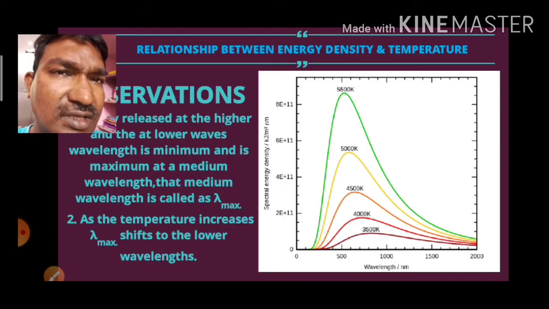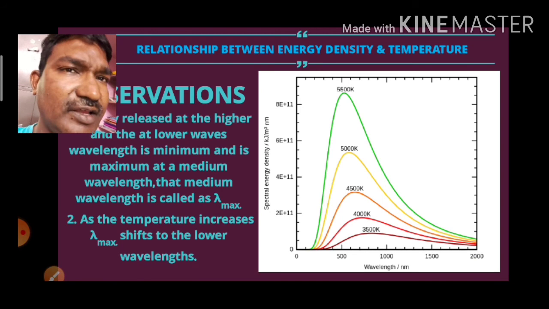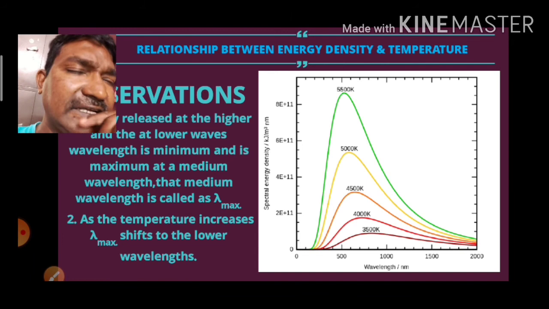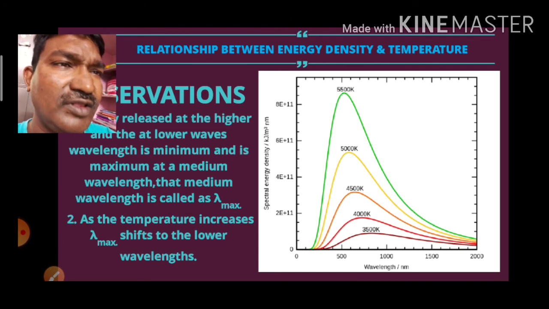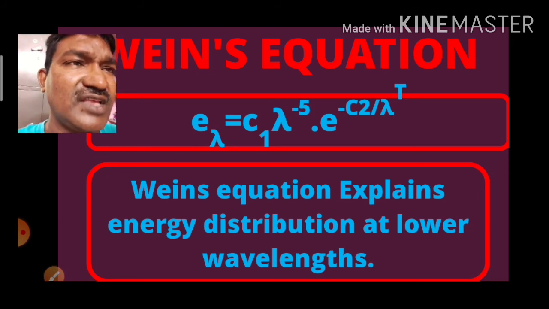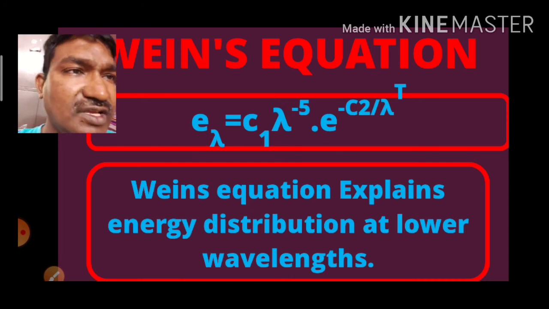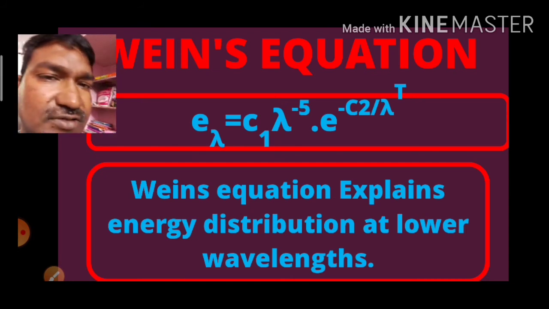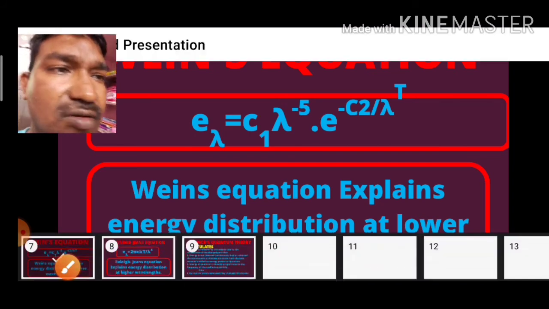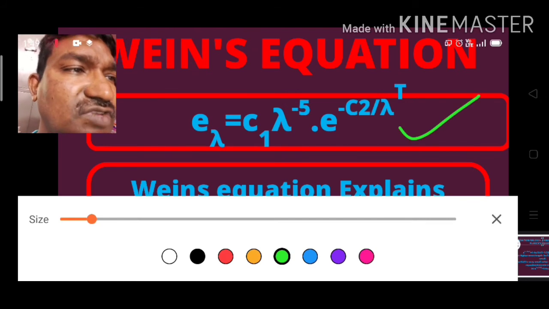So the formation of such curves is not explained by the classical theory, but scientists tried to explain these curves. In that process, two scientists proposed two equations. First one of them is the Wien's equation. Here we can see this Wien's equation.